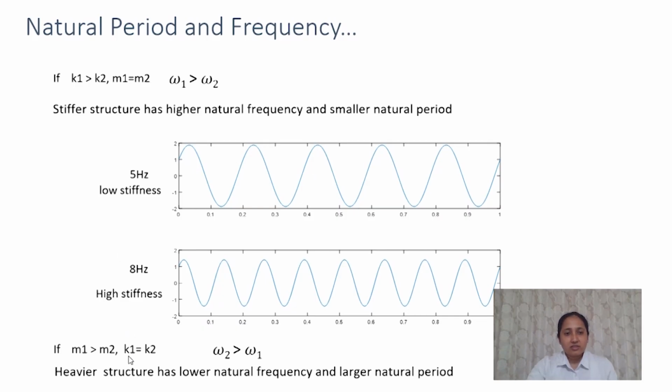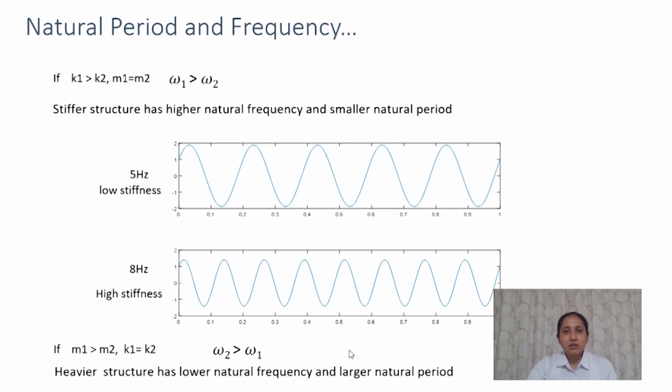So similarly, the heavier structure will have lower natural frequency and larger natural period. So if we have two structures again, if their stiffnesses are same and one is heavier than the other, the heavier one will be more flexible. The heavier one will be having lower natural frequency.